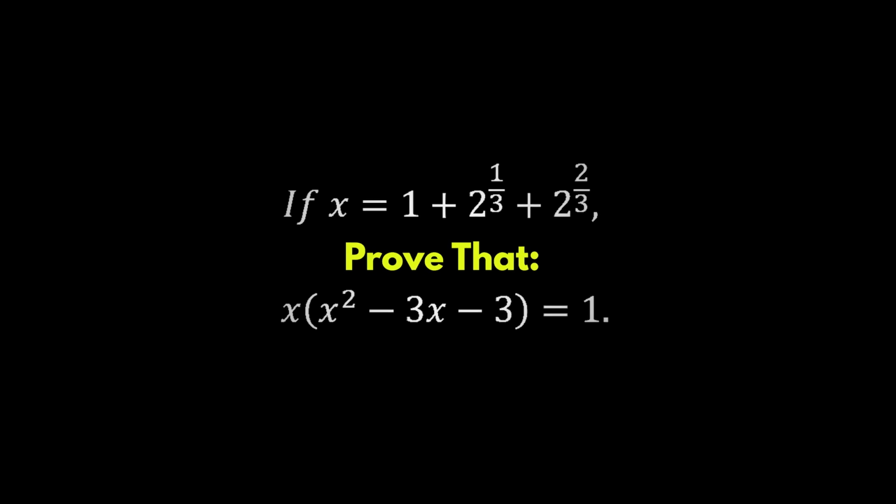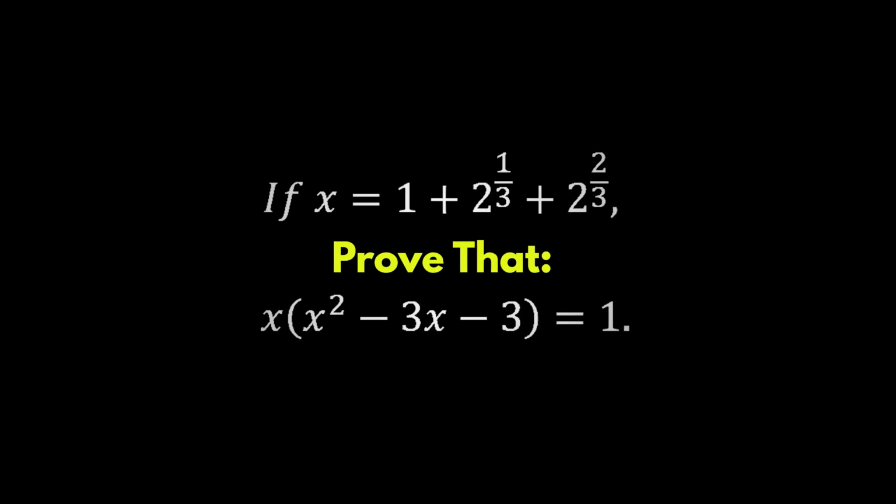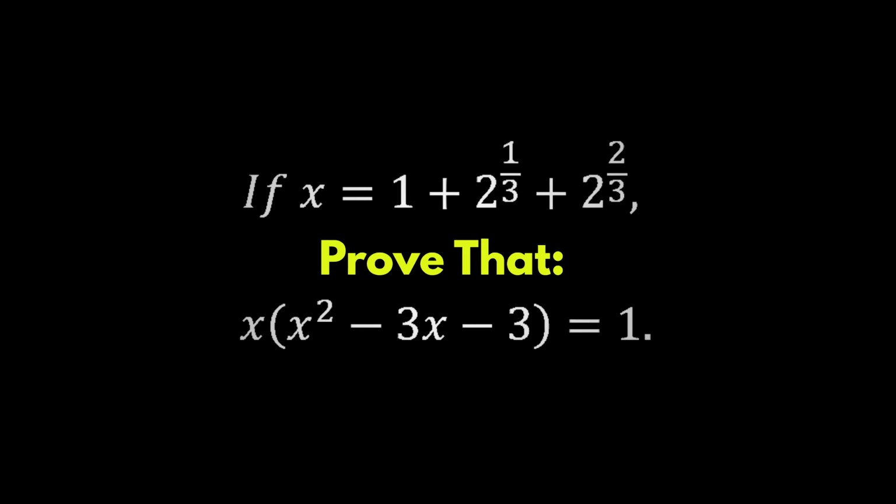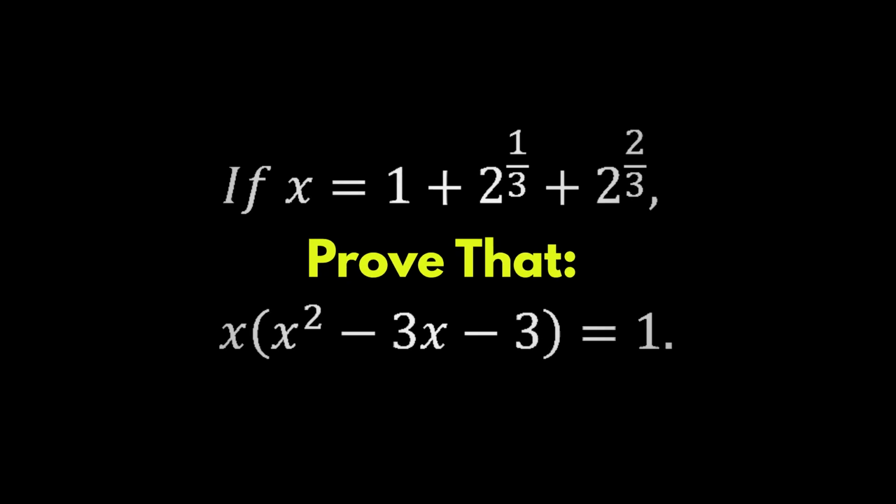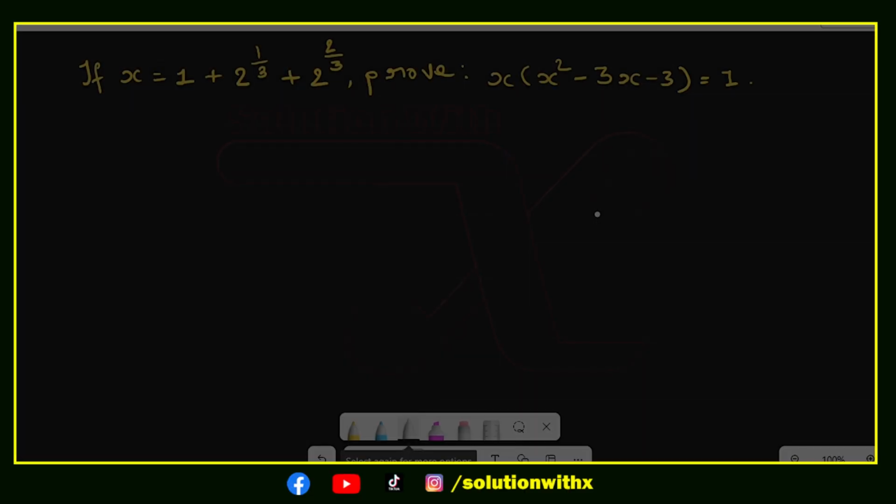Here we are given if yx equals 1 plus 2 power 1 by 3 plus 2 power 2 by 3, we have to prove yx times (yx squared minus 3yx minus 3) is equal to 1. Let's get started.